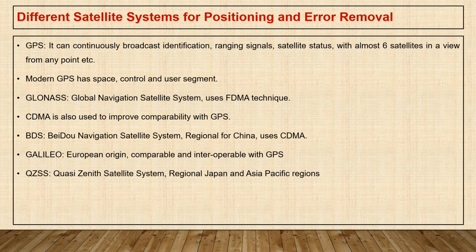For the application of positioning and error removal, there are different satellite systems which are developed based on regions or maybe countries. So there is GPS on global level, which has broadcast identification, ranging signal, satellite status, etc. And a modern GPS has space, control and user segments for different applications. Also, as listed, there are different systems called GLONASS, CDMA, BTS, Galileo, QZSS, etc., which would improve compatibility with respect to GPS, and they would cover different regions area-wise as per the given specifications of the respective satellite systems.